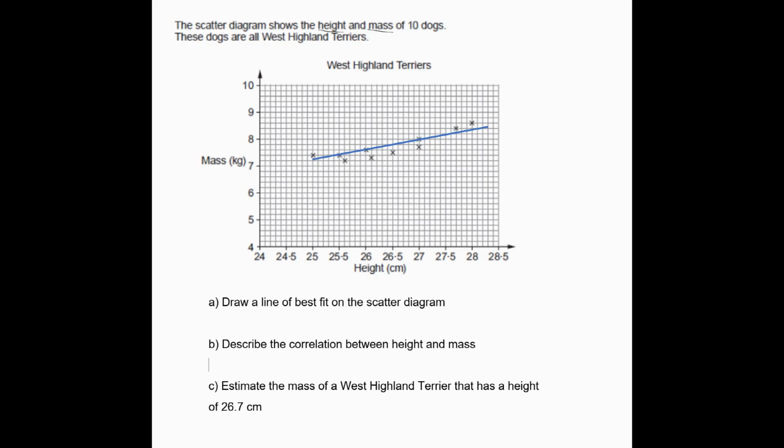Well, as height increases, mass increases, according to the graph. We call this positive correlation. So if as one variable increases, so does the other, we call that positive correlation.